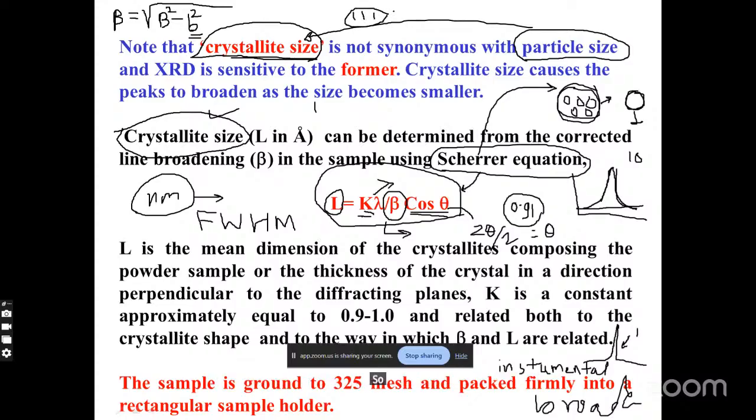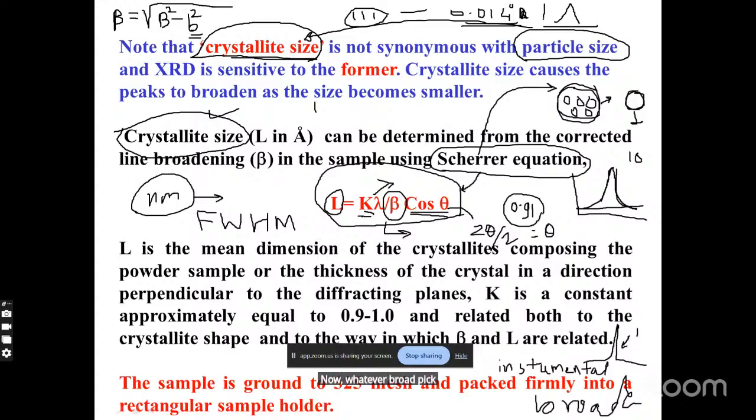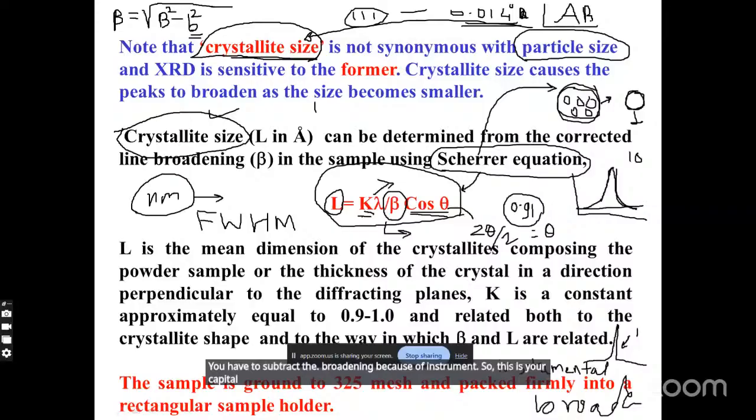Generally this broadening is equal to 0.014 degree for many instruments. So you will get this much broadening in the peaks even if your sample is highly crystalline. This broadening is just because of the instrument, and because of nanoparticle size your sample will show a broad peak. Whatever broad peak your sample shows, you have to subtract the broadening because of the instrument.